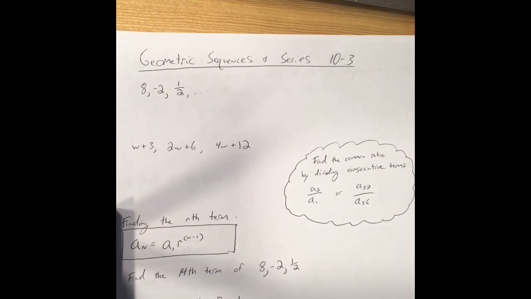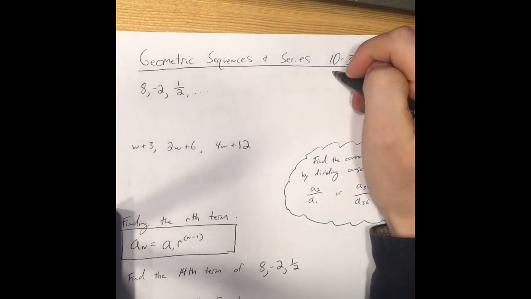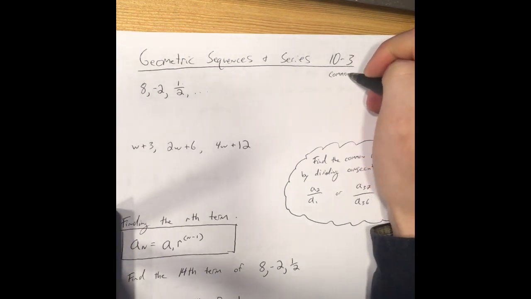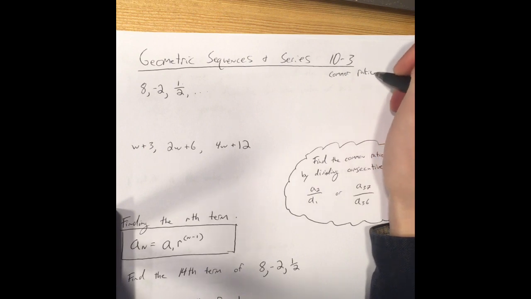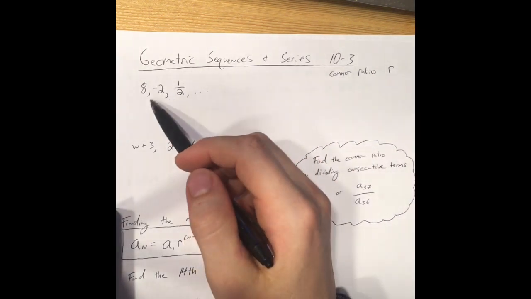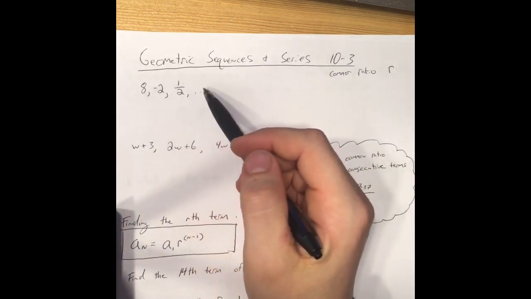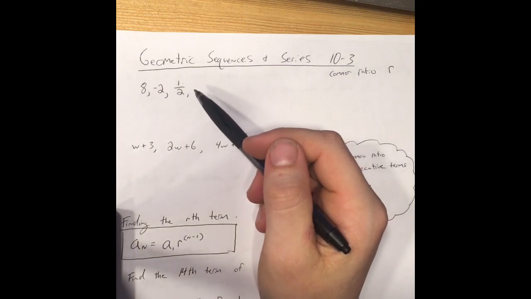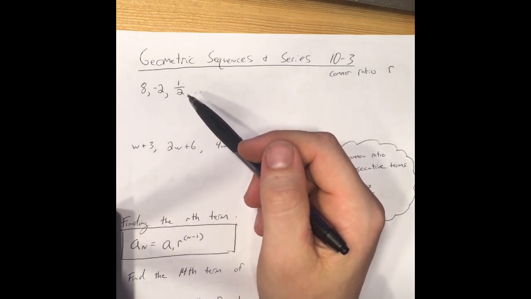So I'm not adding the same number over and over again, or subtracting the same number over and over again. I am multiplying by a common ratio. So common ratio. And this is denoted by the letter R, common ratio R. The first thing we're going to do is look at the first three terms of this geometric sequence, and determine what the common ratio is.